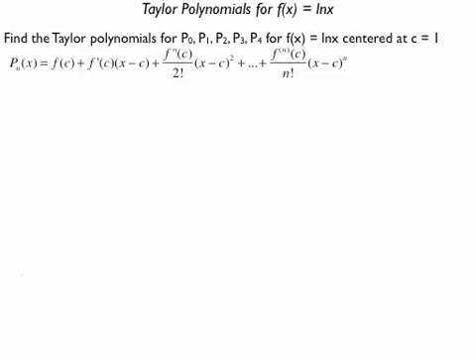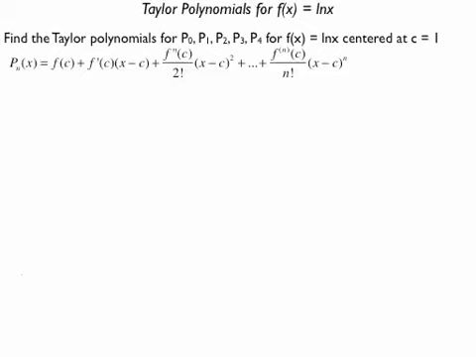P sub 1, I have to take it out to x to the first power. P sub 2, I'm going to be taking it out so x is to the second power, and that's where you stop with that one. With P sub 3, you're going to be taking it out to the third degree, and you're going to stop there. P sub 4, you take it out to the fourth degree, stop there.